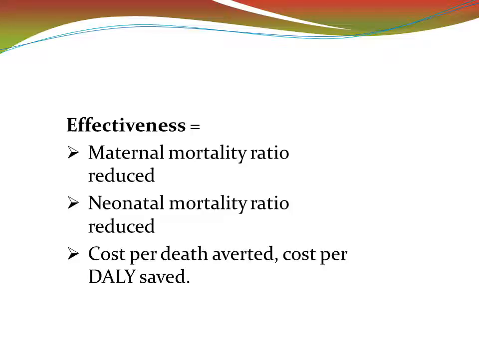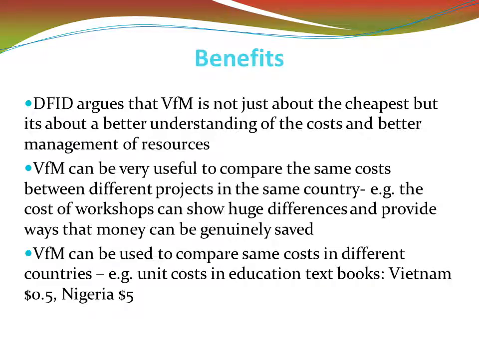Effectiveness takes us to the higher level, impact level. Maternal mortality reduced, neonatal mortality ratio reduced, and cost per death averted and cost per DALY. So these are indicators that will be used to measure effectiveness. Now, DFID argues that value for money is not just about the cheapest, but is about a better understanding of the costs and therefore better management of resources.